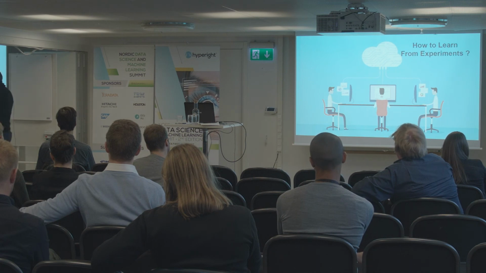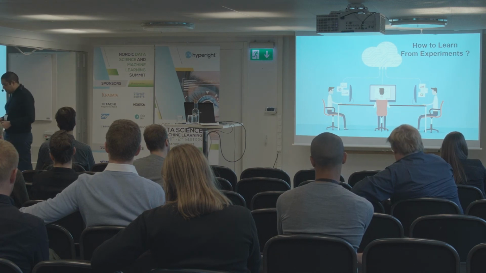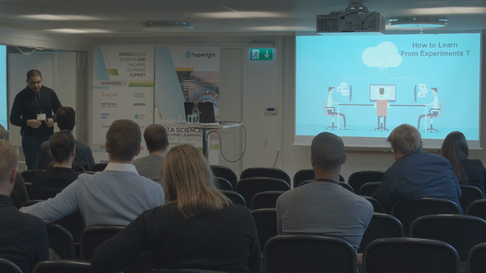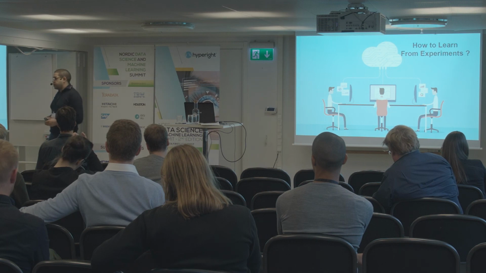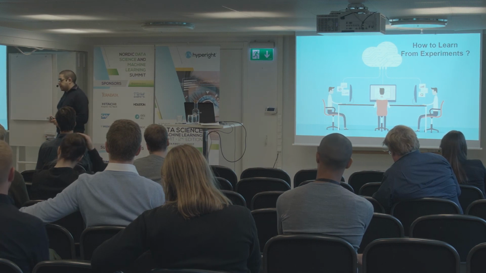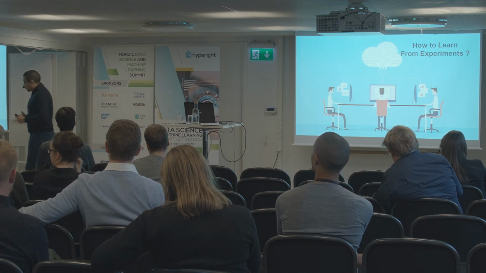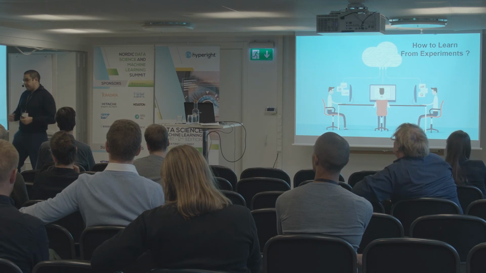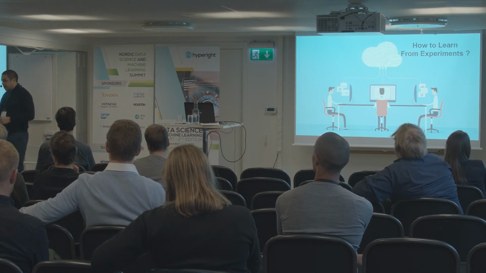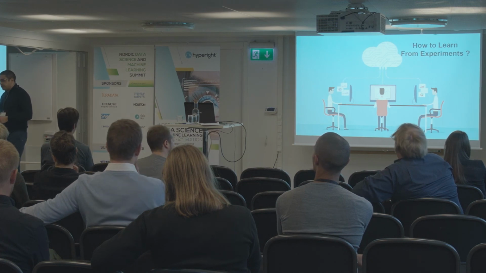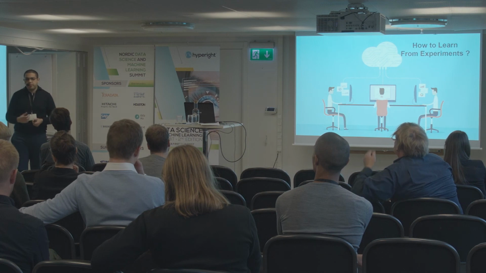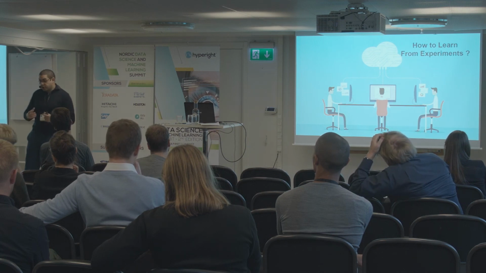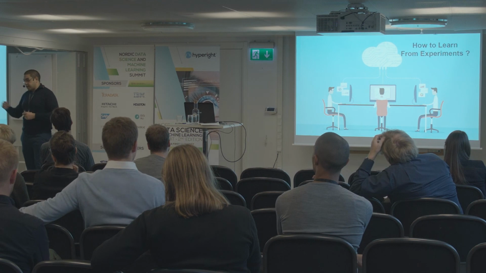Okay, so the last phase is how to learn from experiments. At Schibsted, we try to build a lot of experiments, and what we try to do is keep a cadence, which means we try not to take a lot of time between experiments. We try to build an experiment, learn from it, and then build another experiment iteratively. This is very valuable, because it allows us to build a very big knowledge base that we can use iteratively across the experiments.